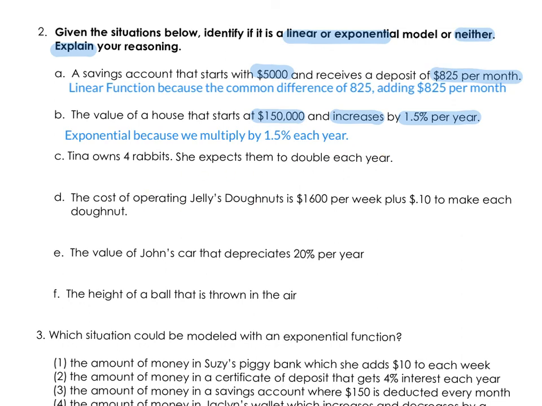We're going to keep going with this. Just remember, you're looking to see, is it going to be adding the common difference to make it linear, or is it multiplying to make it a common ratio, therefore being an exponential function? If neither of those two things are happening, then it can't be linear or exponential. Okay, we'll talk about this more in class.